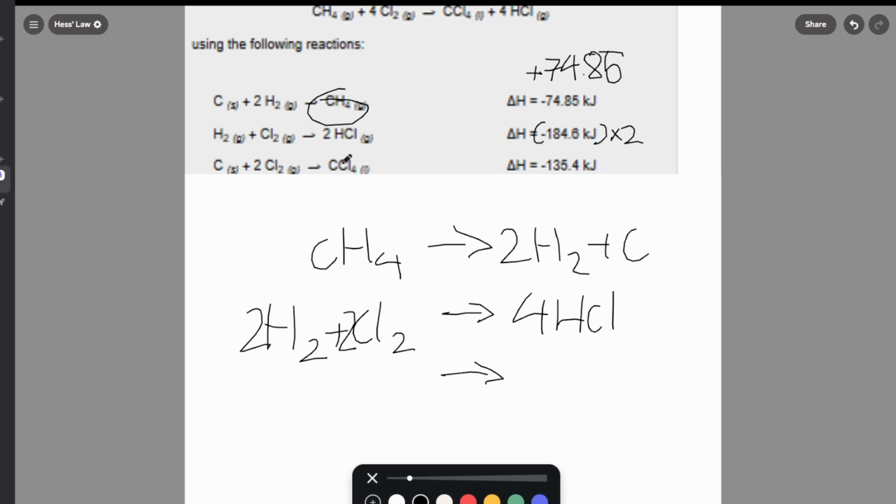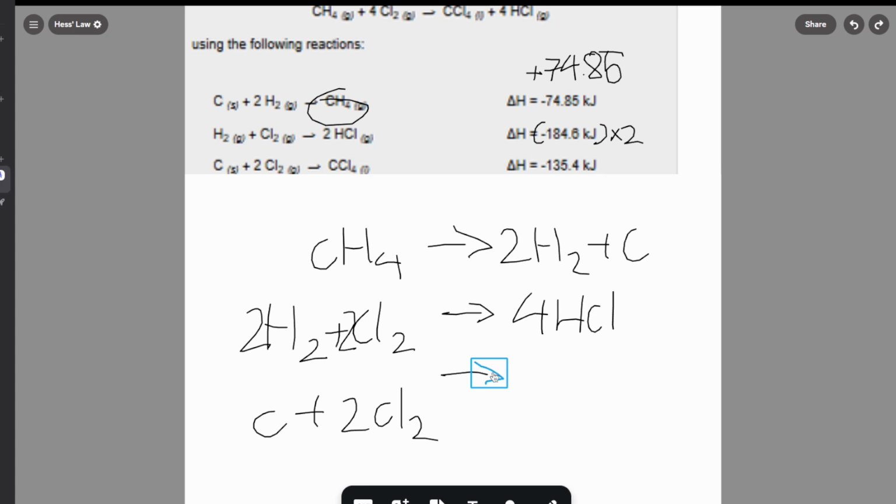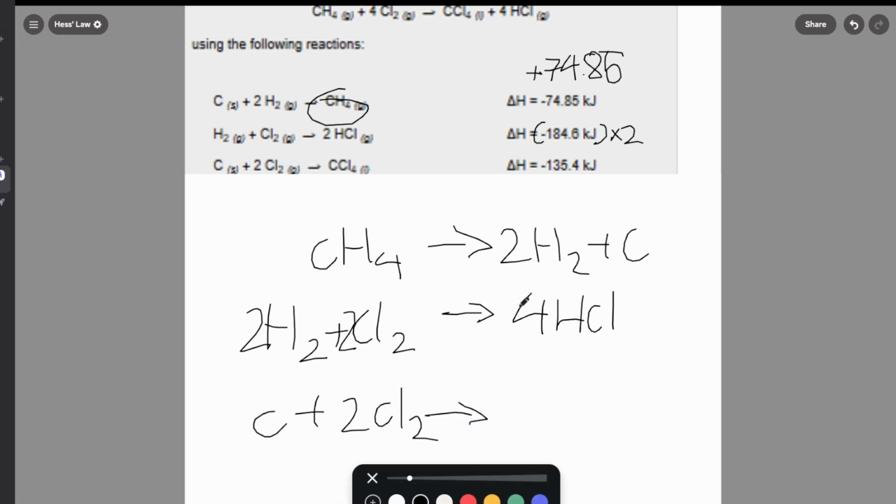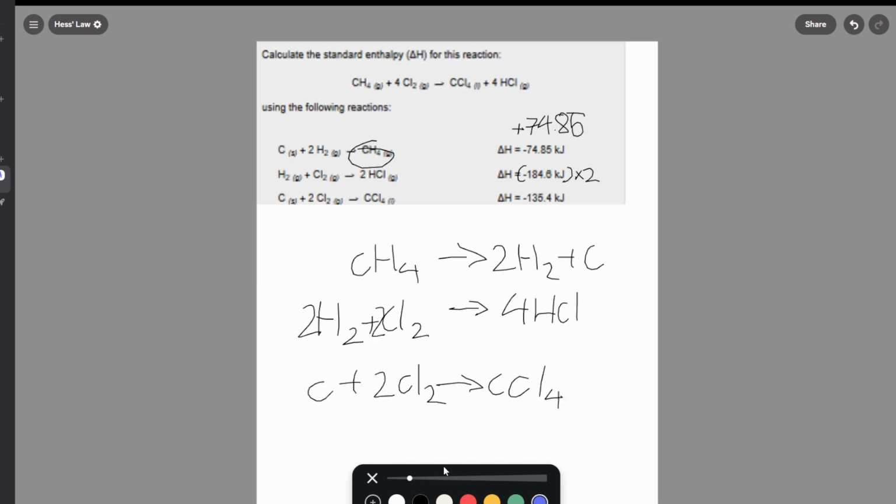That's it, and then down here, we only need one of these, so just write the equation again. 2 chlorine gas, and then I actually wrote the thing twice. My bad. So I should get CCl4. And now let's cancel out stuff that we need and stuff we don't.